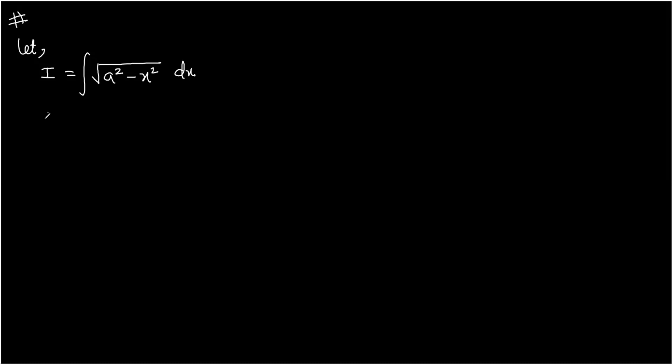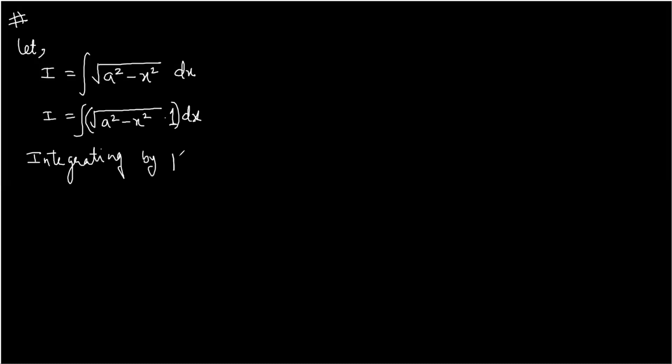So I equals, next step I write, integral of square root of a square minus x square into 1 dx. Now it need not be said which one is u and which one is v. It is common sense. I will take 1 as v because this is what I will go for integrating. I cannot take this one as v, because I do not know the integration of that. So here I write, now integrating by parts.